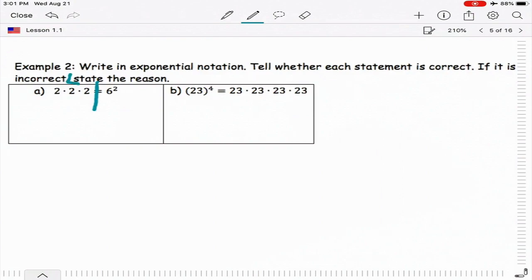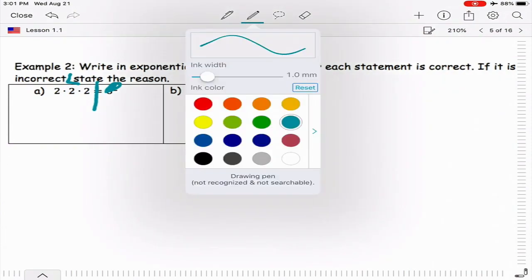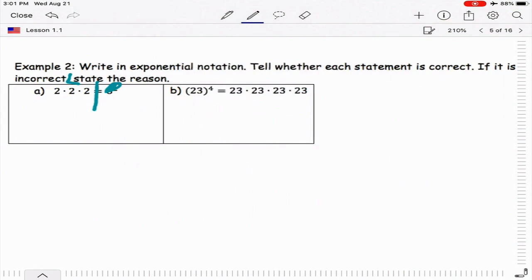Why don't you actually try solving the left side first? So don't even worry about this. How would you write 2 times 2 times 2 as an exponent? Well, my base is the number that's repeating. So in this case, 2 is repeating, so 2 is my base. And there's 3 2s. So my exponent would be 3.